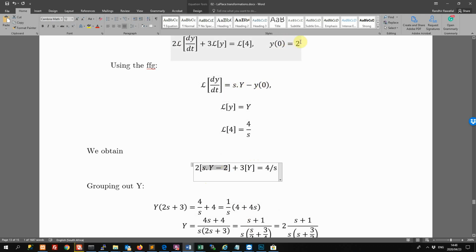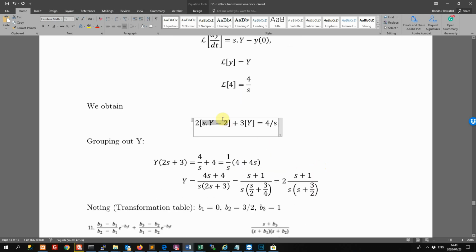The initial condition is 2, so it's sy minus 2, and then 2y, so that was just 3 times y there, and then 4 over s. And if we look at this, we can see we can group out the y. So y times, and this is 2s plus 3 equals 4 over s here.